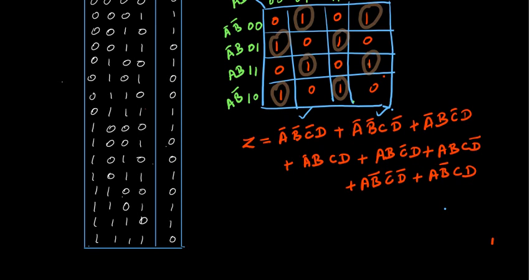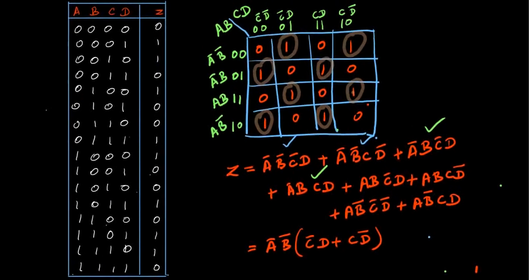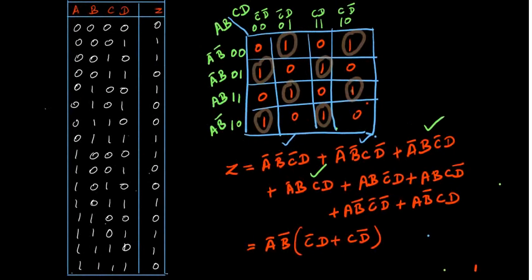A bar B bar commonly out, right? So this I can work as A bar B bar, this is C bar D, this is C D bar. Then if you look at the next two terms, what can I take? What about the fourth term? A bar. See, there's a small mistake. Here it should be D bar. If you observe closely, this is D bar, not D, right?